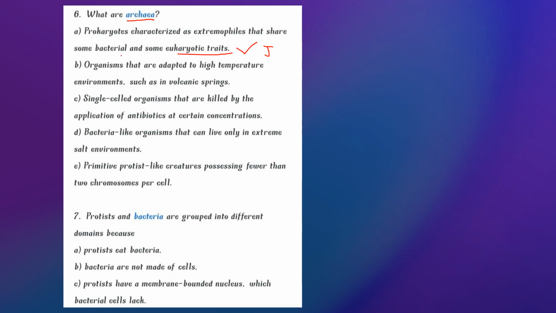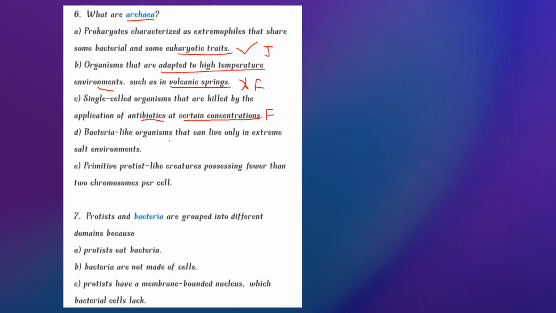That share some bacterial genes which are similar in eukaryotic traits also. Then organisms that are adapted to high temperature environments such as volcanic springs. No, this is not right. Then single cell organisms that are killed by the application of antibiotics at certain concentrations. This is also not true.